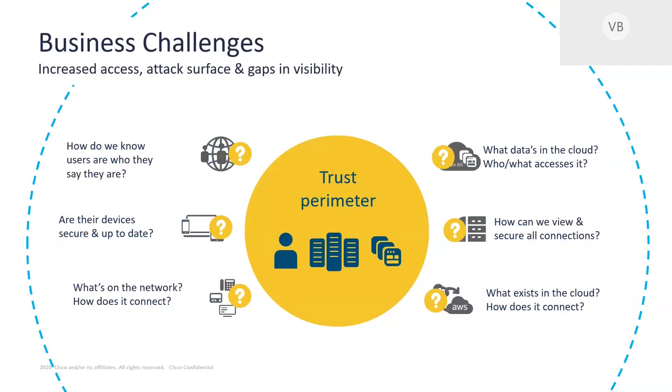So there are some basic questions that arise here. How do we know users? How do we know they are who they say they are? What kind of authentication and authorization can we do? And are their devices up to date? These are devices not issued by your IT department. You don't know what version of Android or iOS they're running, if they have the latest security patches. What is their hygiene? Have they been infected? You're not really sure. So you need to have a policy there to figure that out.